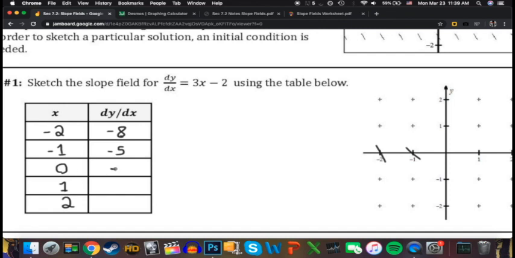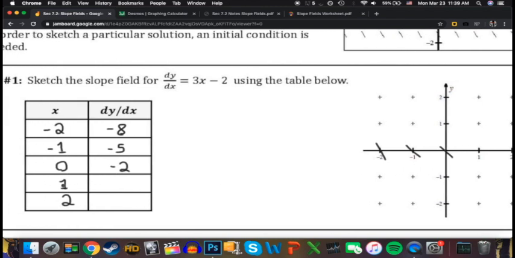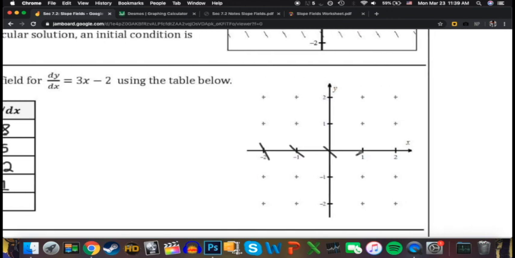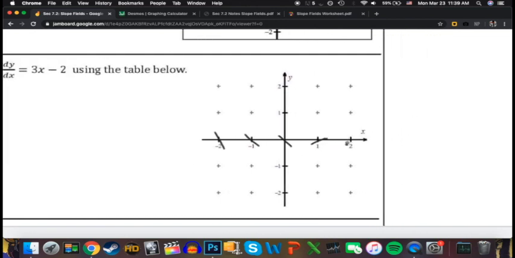So if I plug in 0, I get -2. So this one's going to be oriented a little bit more counterclockwise. If I plug in 1, it's going to give me a slope of 1. So now I'm positive in this line over here. And if I plug in 2, that's going to give me 4. And so this line starts to turn more and more as a result.